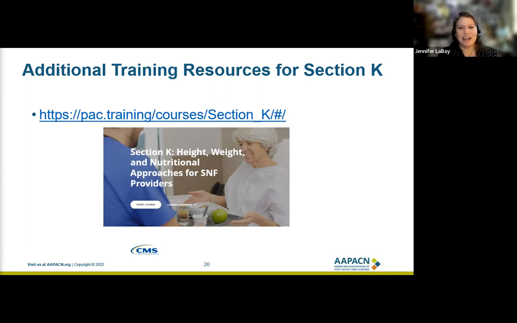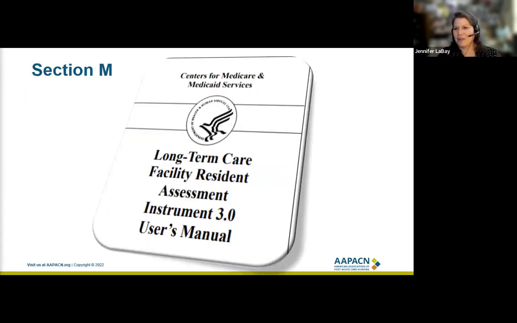All right, let's move on to section M. We are still in that same RAI user's manual.